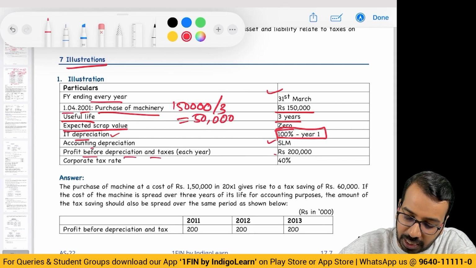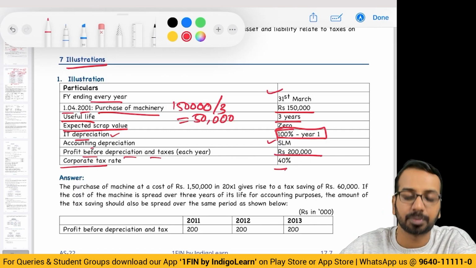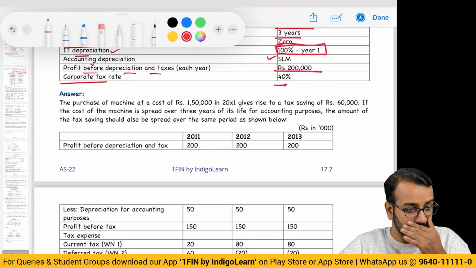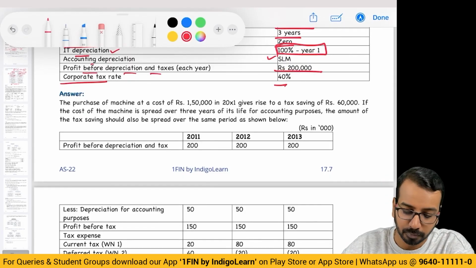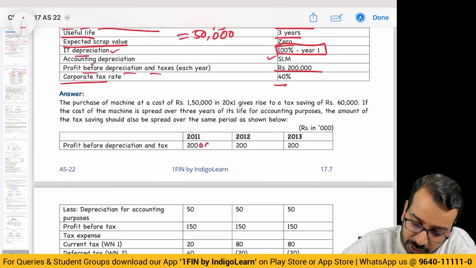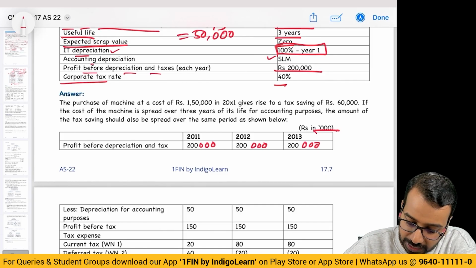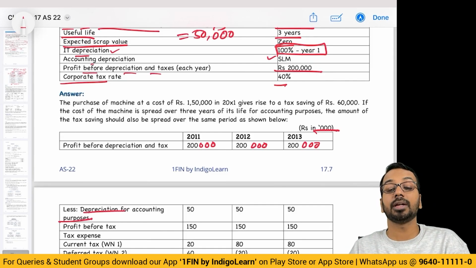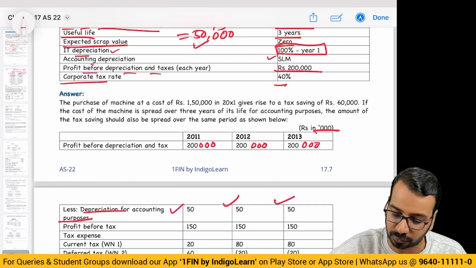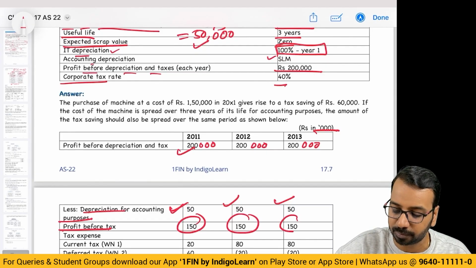Profit before depreciation every year is 2 lakhs. Tax rate is 40%. Now let us see how it works. Profit before depreciation every year is 2 lakhs, 2 lakhs, 2 lakhs. Anyway, it's given in thousands. Depreciation for accounting purposes: as far as books are concerned, every year 50,000 depreciation, 50,000, 50,000. Profit before tax becomes 200 minus 50, 150 every year.